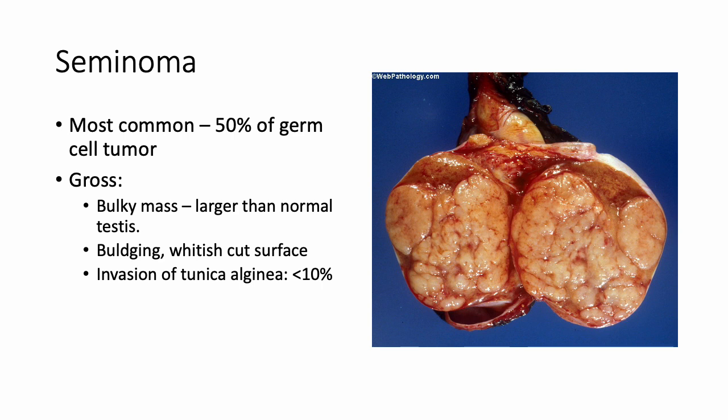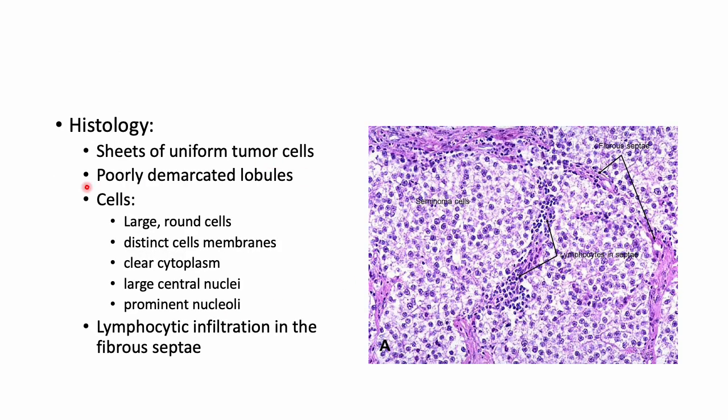Alright, it is the most common, 50% of germ cell tumors. Grossly it is a bulky mass, larger than the normal testis, bulging. If you cut it, there is a whitish cut surface, and sometimes you can see invasion of the tunica albuginea in less than 10% of cases. Histologically, there are sheets of uniform tumor cells in poorly demarcated lobules. So these are lobules. The cells are usually large, round, with distinct cell membrane, clear cytoplasm, large central nuclei, and prominent nucleoli.